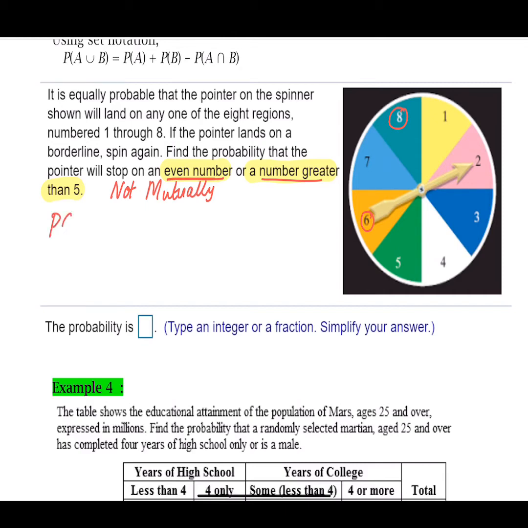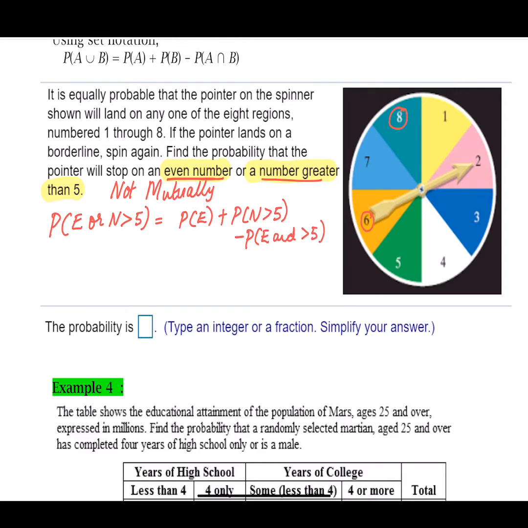So probability of an even number or a number greater than 5, which is probability of an even number plus probability of a number greater than 5 minus probability of an even number that is also greater than 5. Let me expand this one. Just going to put a minus here. Minus probability of an even number that's even and greater than 5.